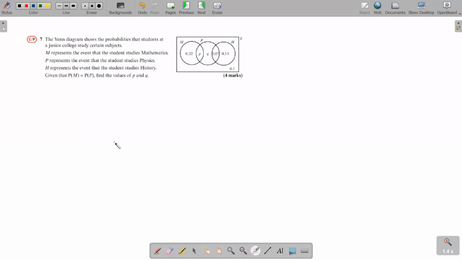Okay, so guys, all you have to do here is get the probability of maths. What's the probability of maths? The probability of M means get the M circle. So get the total probability concerning the M circle. That's 0.32 plus p. That's 0.32 plus p, right?